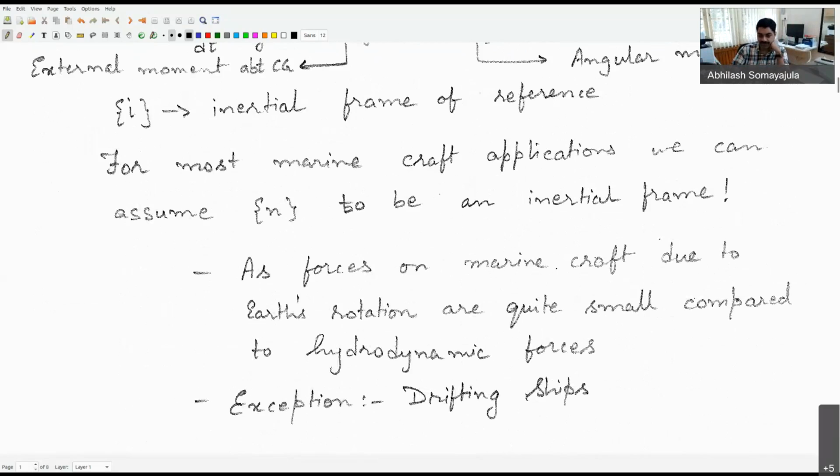The only exception where we might not want to consider NED as an inertial frame is when we have ships which are stranded at sea and drifting over large distances. In those cases, we may not be able to make the assumption that the NED frame is an inertial frame. But for most practical applications, we should be able to make that assumption. So our inertial frame for most applications will be equal to the NED frame. Is that making sense for everyone? Yes, sir. All right.